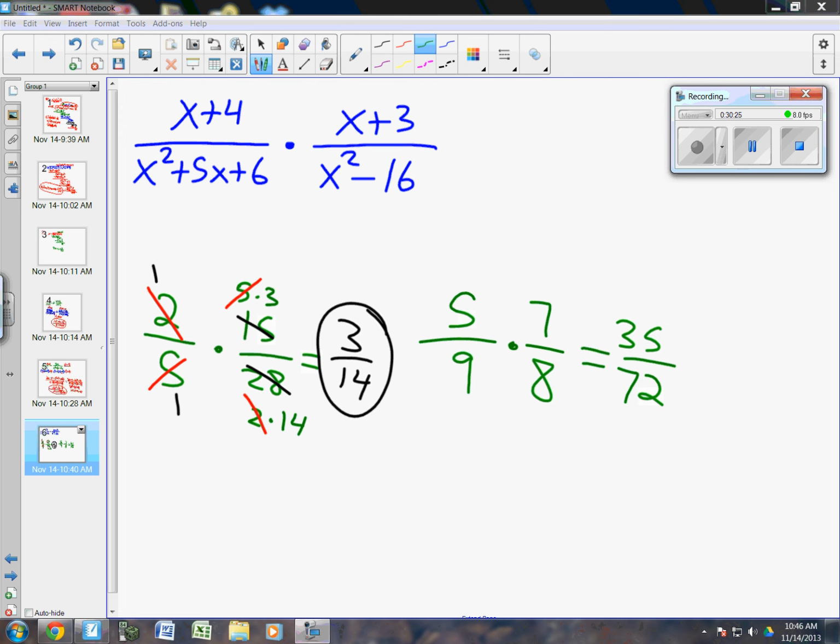Okay, looks like several of you have it. We're going to move on right here. This, what did this one factor to be, you guys? And what did this one factor to be?